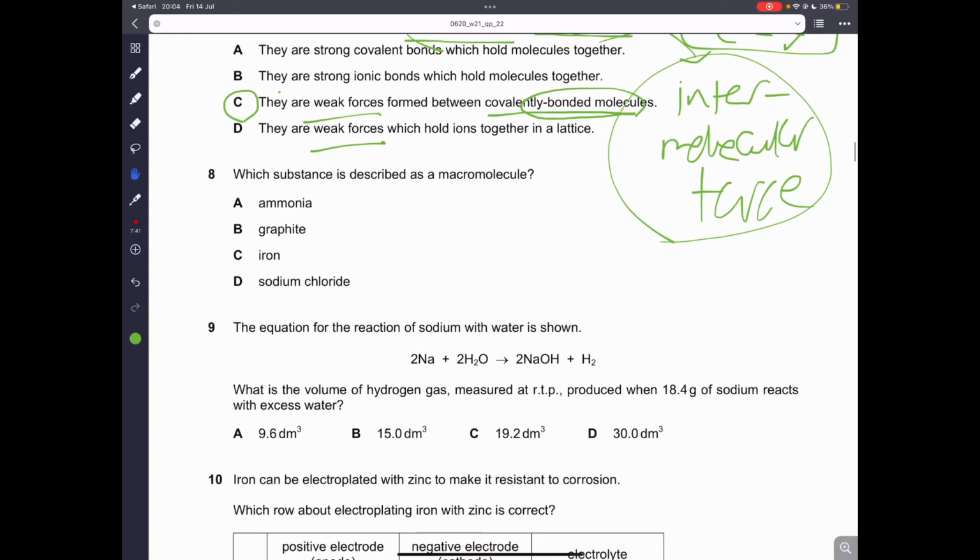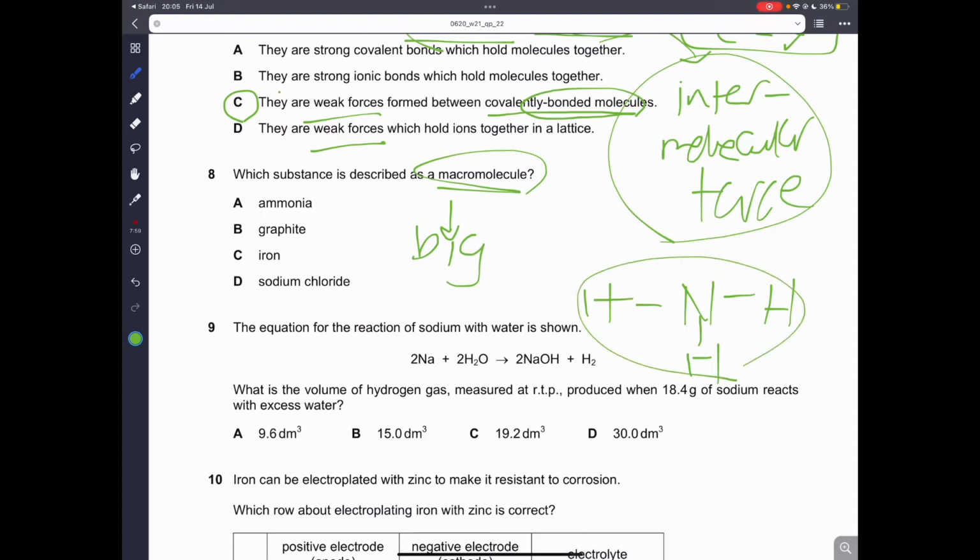Question number 8. Which substance is described as a macromolecule? Macro meaning big, so we have to find a very big or giant molecule. Remember, ammonia is a very small molecule. It is only made out of NH3, only 1 nitrogen and 3 hydrogen, so it's a very small structure. Graphite is actually a very big macromolecule, so it is B. Iron is just an atom, so it's not a macromolecule.